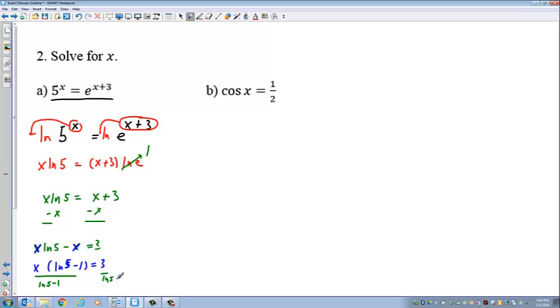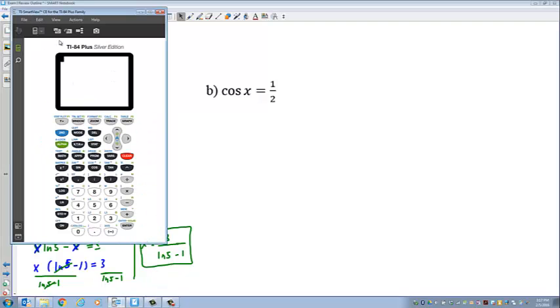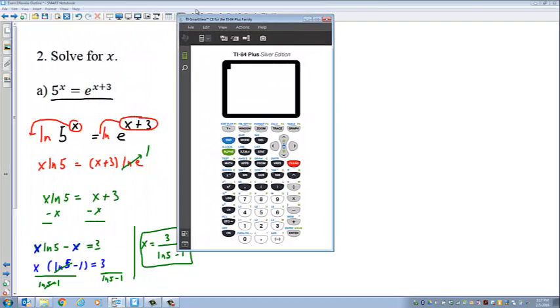So ln of 5 minus 1, and I get my answer. So my answer is x equal to, right, so these cancel, x is equal to 3, all divided by ln of 5 minus 1. And be careful, this is not ln of 4. Right, ln of 5 is some number, and you're taking away 1 from it. And you can check your answer by plugging back in here for x. As a quick example, it's always important to be able to check your work.